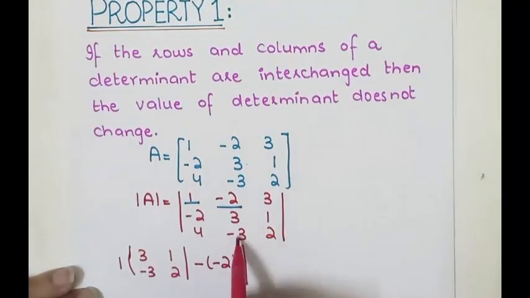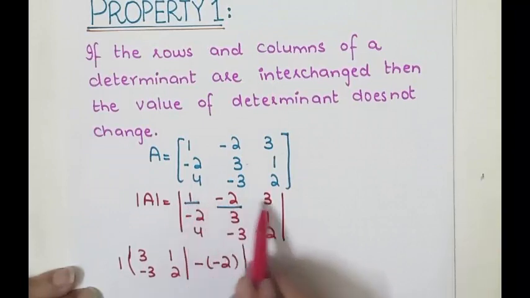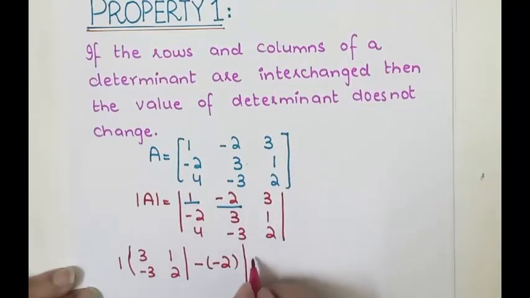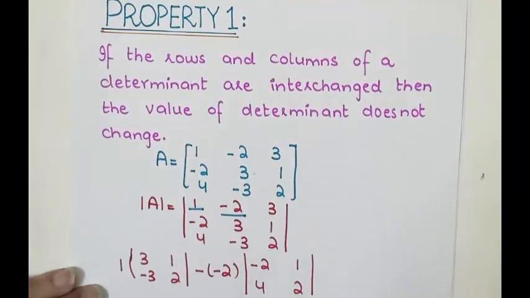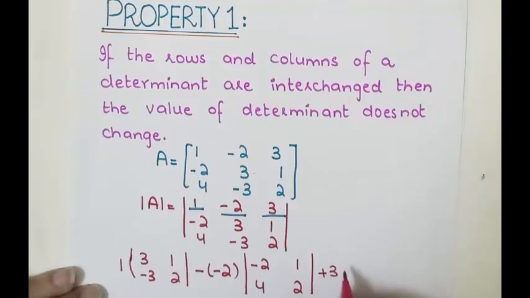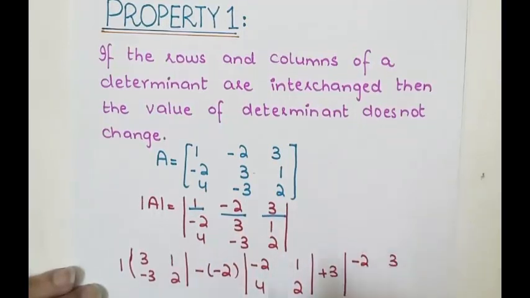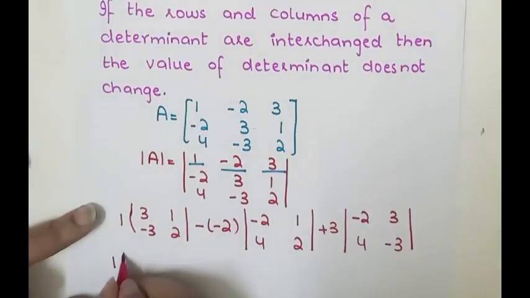Now we will ignore the second row, second column and first row. Now we have 2, 1, 4, 2. Minus 2, 1, 4, 2. Now write this 3 outside the determinant with a positive sign. Now ignore this column and first row. Now we have minus 2, 3, 4 and minus 3. So now we have 1.